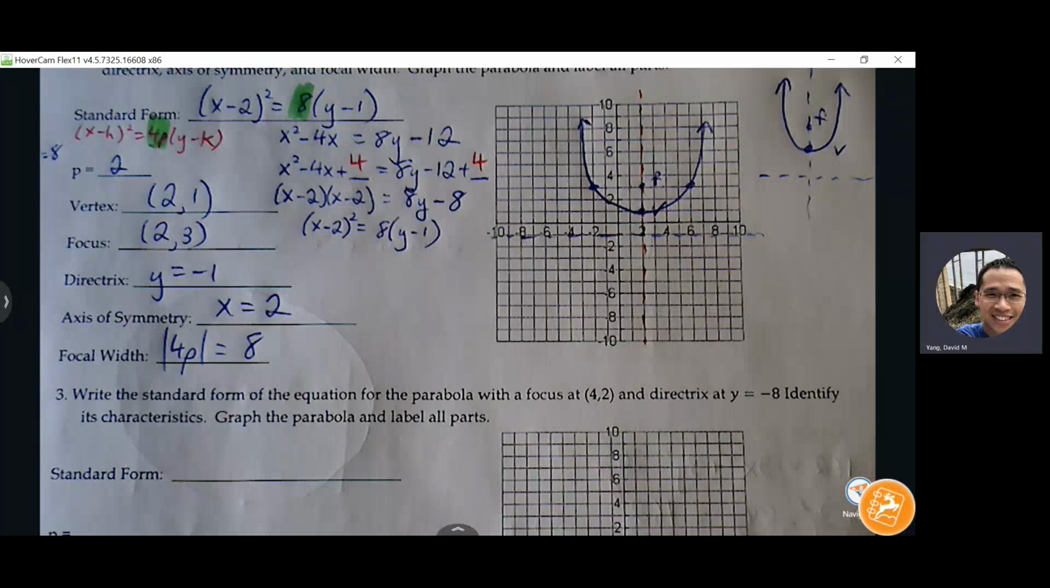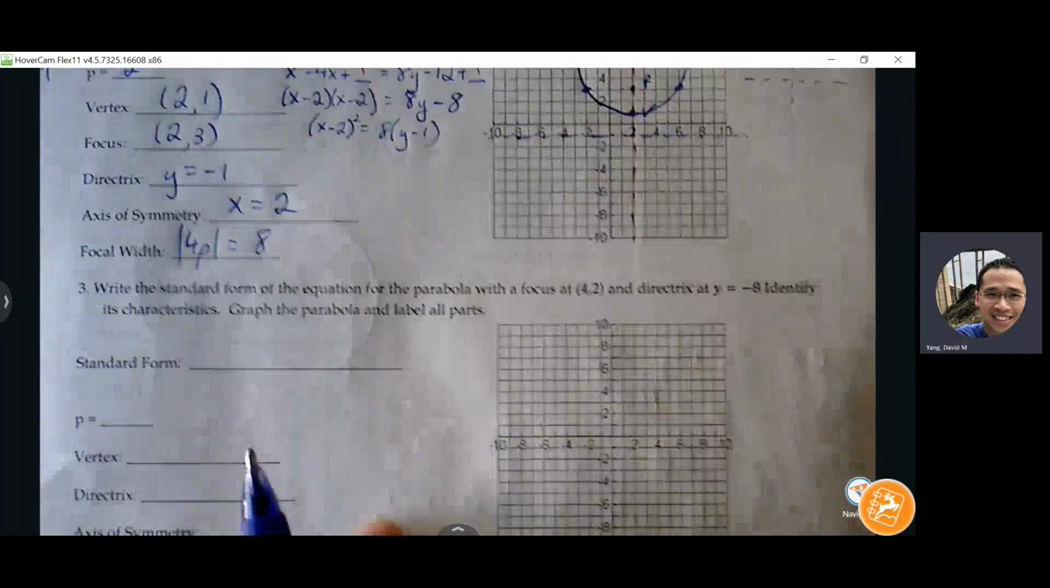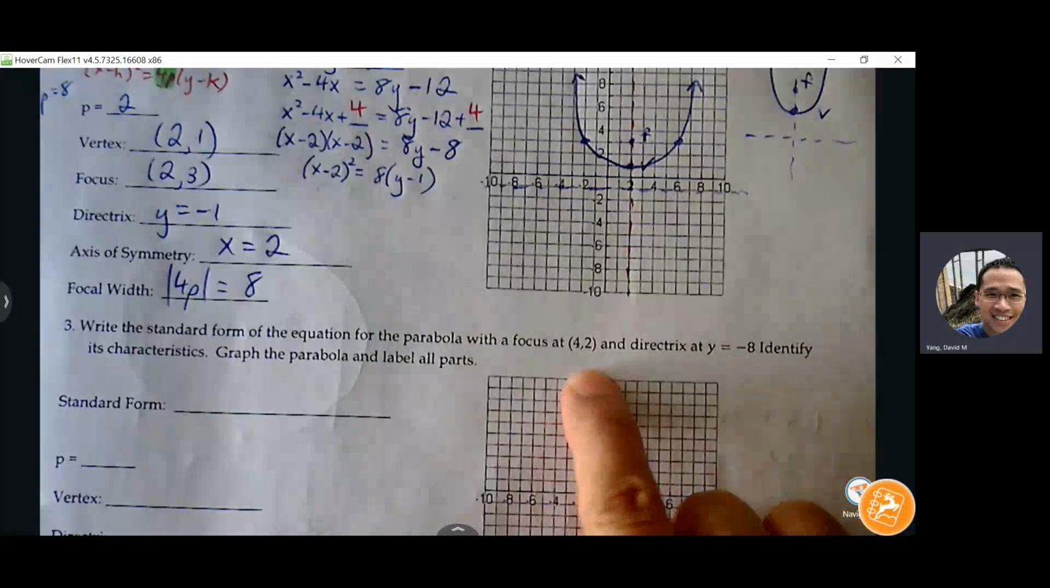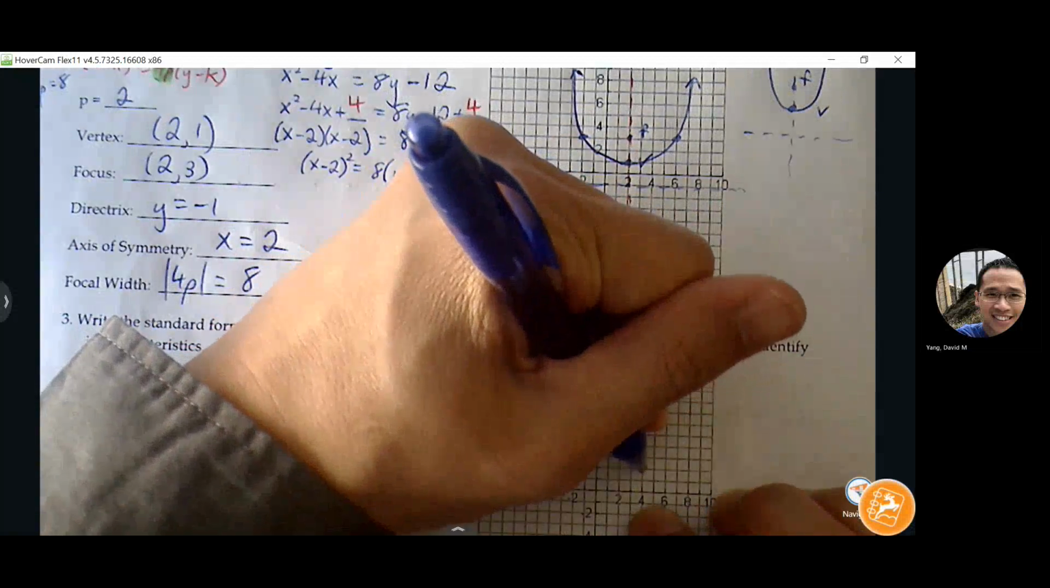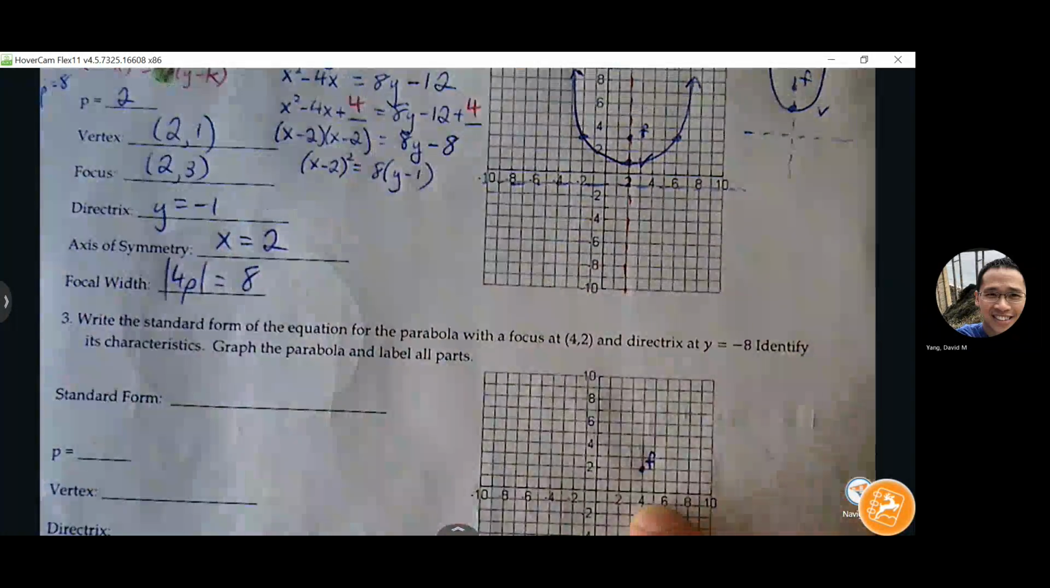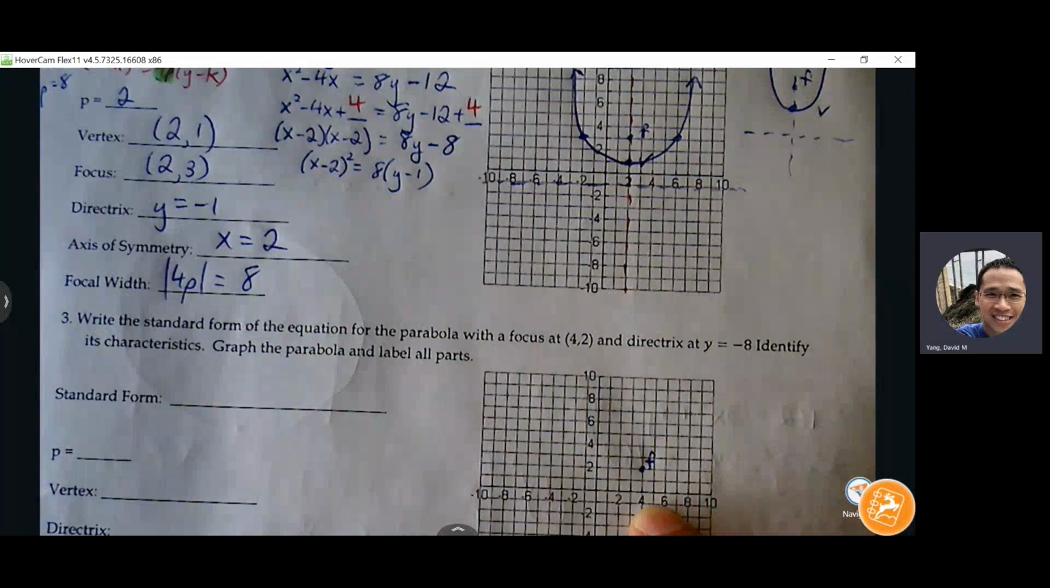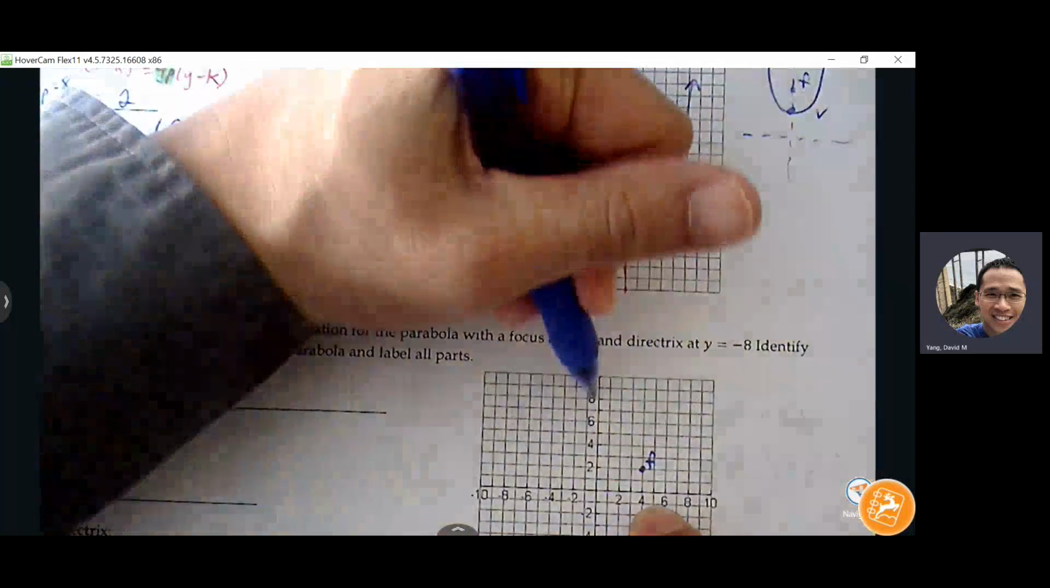Okay, number 3, write the standard form of the equation of a parabola with the focus at (4, 2), directrix at y equals -8. So we're going to put these in place, and then we can decide which formula we want to target. Okay. So let's plot what we have here. Focus is at (4, 2). Directrix is at y equals -8. That's a horizontal line.